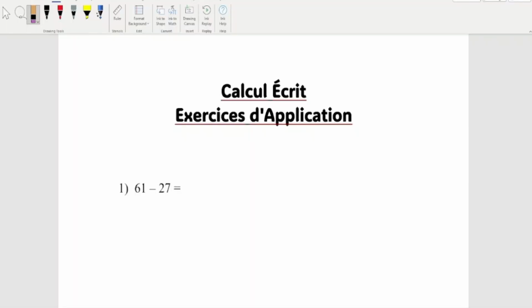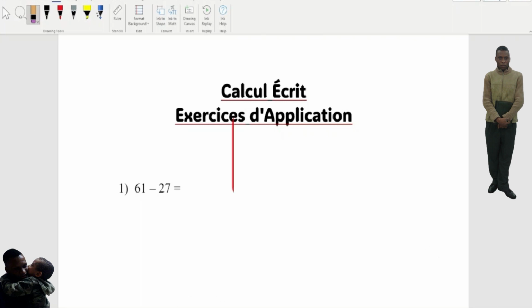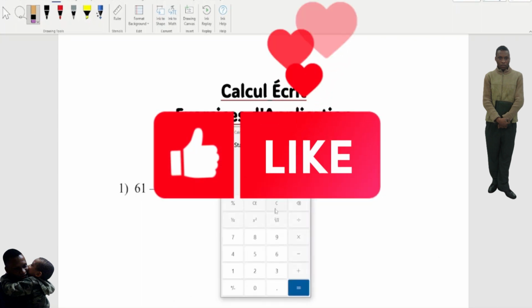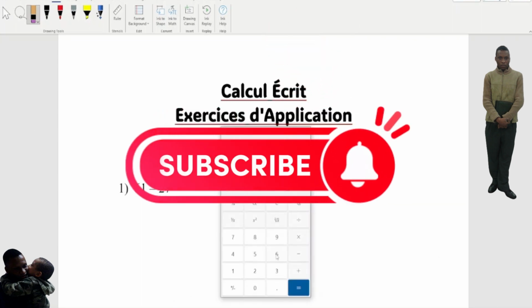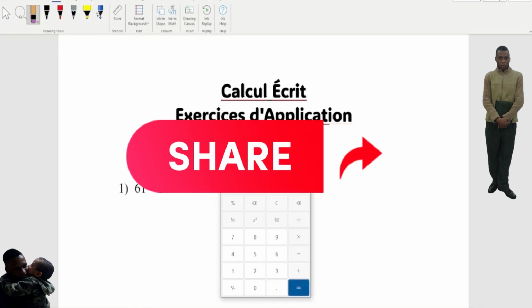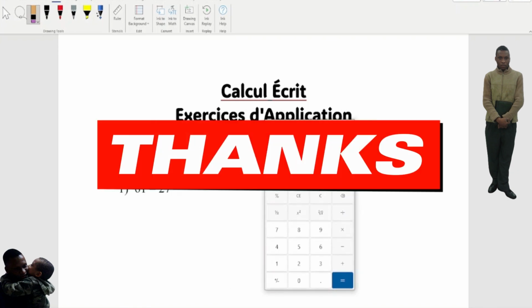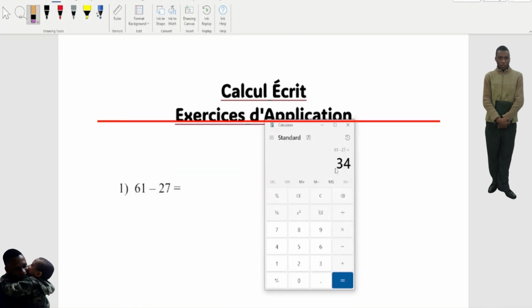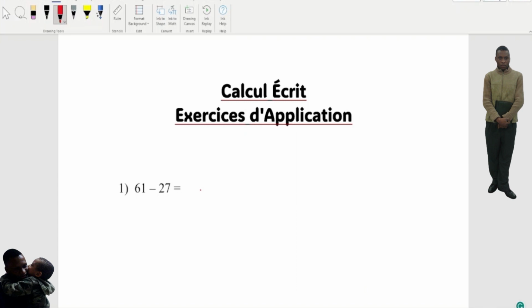So there's a way we can do this. If I bring the calculator, and then from here, if I type 61 minus 27, you see what we got? 34, equal 34, okay?